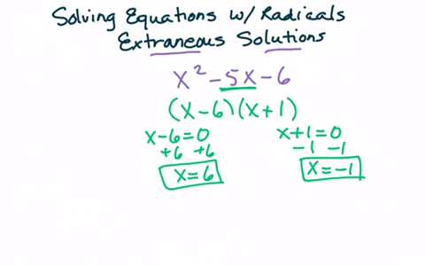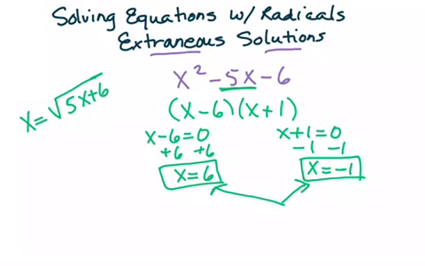Well, now when I go back to my original equation, which was x equals radical 5x plus 6, one of these answers will not work because I can never have a negative answer under the radical sign. So x cannot equal negative 1. That is an extraneous solution. But x can equal 6. So if I put this here, watch. Instead of saying x, I'm going to say 6.